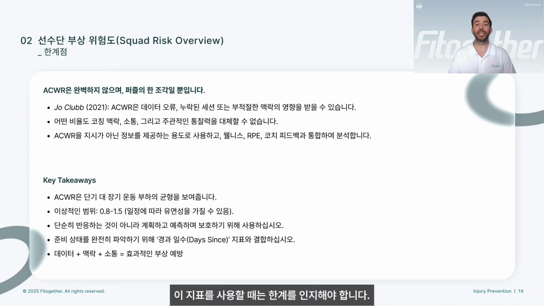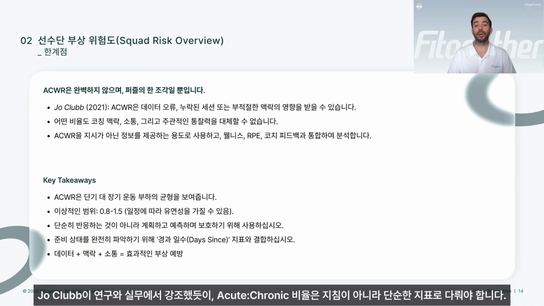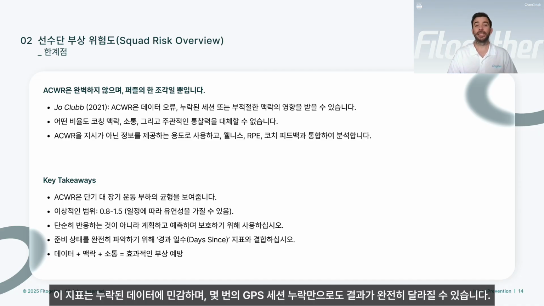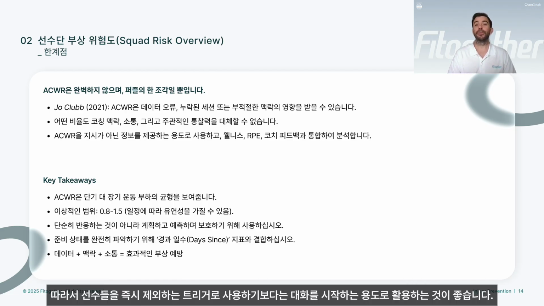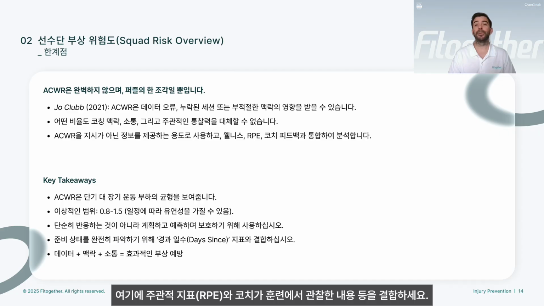Be aware of the limitations that come with using this, as Jo Clubb has highlighted in her research and applied practice. The acute chronic ratio should be treated as an indicator, not an instruction. It's sensitive to missing data. A few lost GPS sessions can change the output completely, and it doesn't account for context like illness, travel, or tactical role. So rather than using it as a trigger to pull players out, use it to start a conversation. Combine it with subjective measures, RPE, wellness, even what the coach is observing in training. When we blend data with dialogue, that's when it becomes truly powerful.